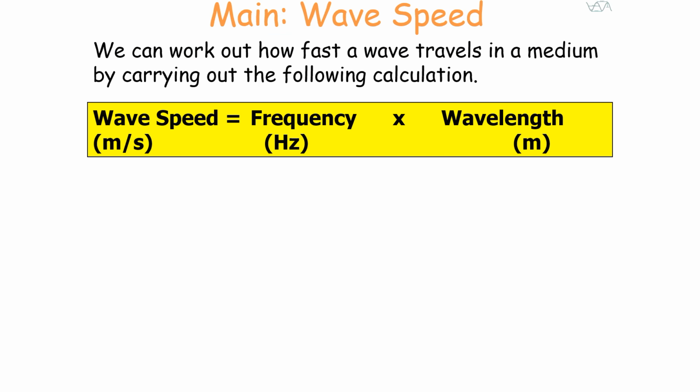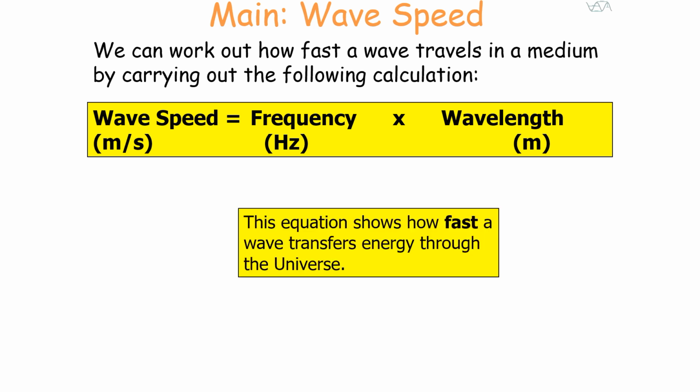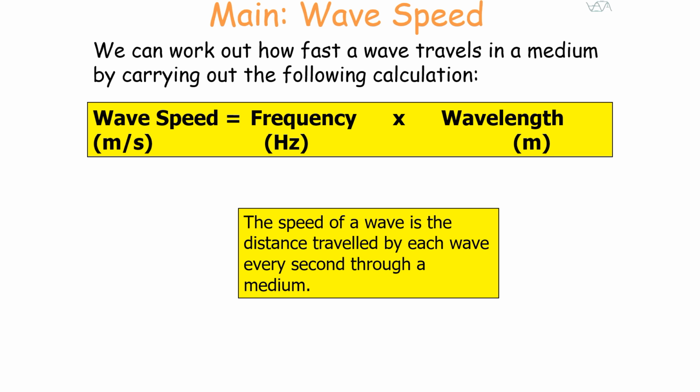Now we can also work out how fast a wave travels in a medium by using this particular equation. Wave speed in meters per second is equal to frequency in hertz times wavelength in meters. So this equation shows how fast a wave transfers energy throughout the universe. The speed of a wave is the distance travelled by each wave every second in the medium.